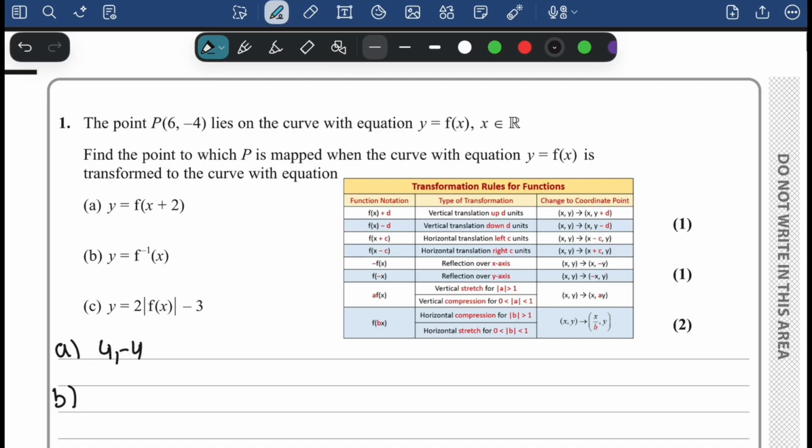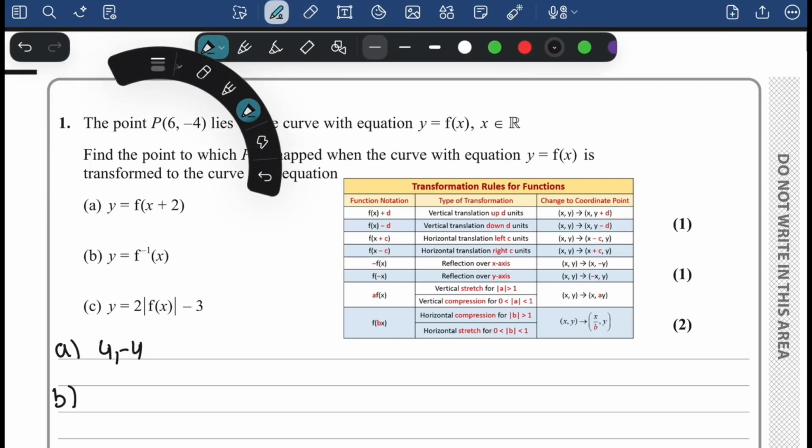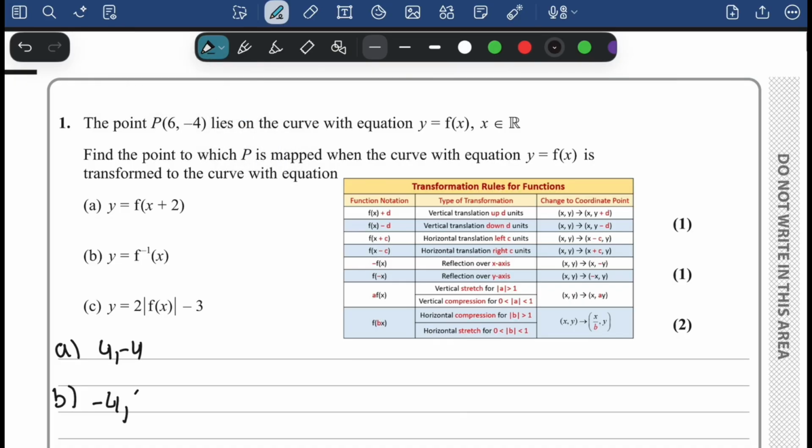Now part B says y is the inverse of f(x), right? So this is essentially a reflection in the line y = x, which means that any x-coordinate becomes a y-coordinate, and any y-coordinate becomes an x-coordinate. So all that's going to happen here is (-4, 6). This applies to all cases. If it was (6, -5), it would just be (-5, 6), right?